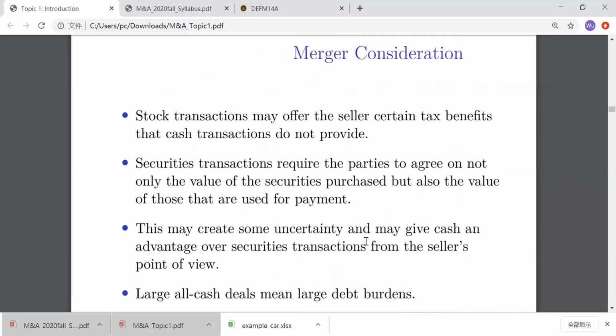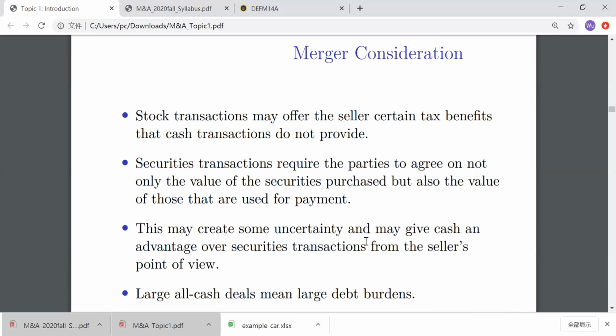And now there are differences in terms of stock transactions and cash deals, right? Both the stock transaction and cash transaction have pros and cons. Stock transactions might offer the seller certain tax benefits that cash transactions do not provide. For example, security transactions require the parties to agree on not only the value of the security purchased, but also the value of those that are used for payment. So this creates an uncertainty, and also may give cash an advantage over security transactions from the seller's point of view.